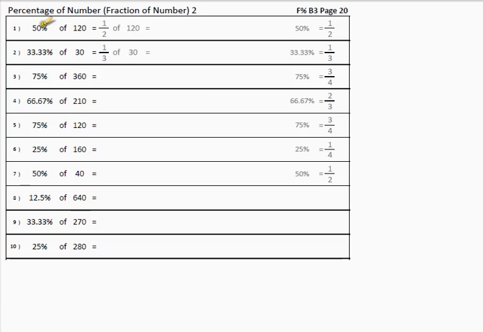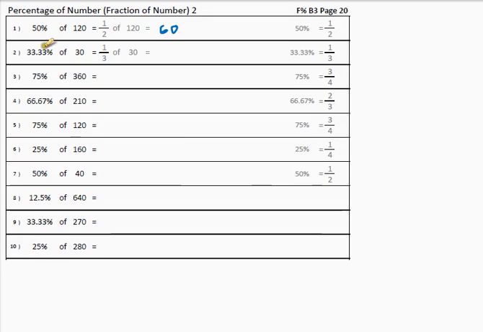Now we're going to look at, if I say 50% of 120, you will probably immediately think, oh, that's half of 120. In other words, it is 60. So what did you really do? You changed the 50% to a fraction, which is a half. Now this method we can follow for all the percentages that we know what the fraction is, because that method will go faster than the 10% method.